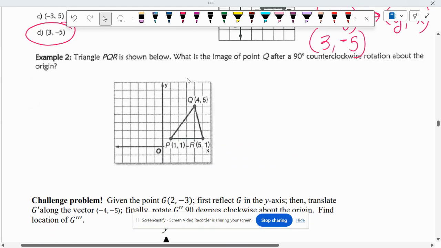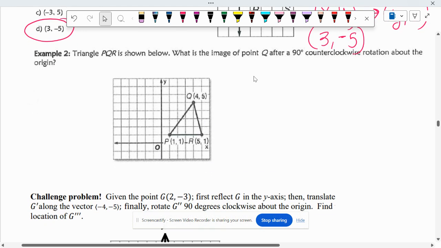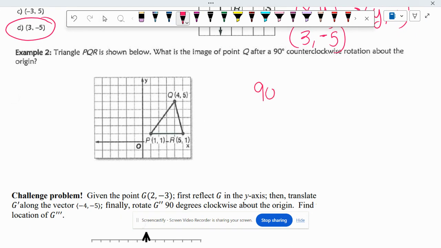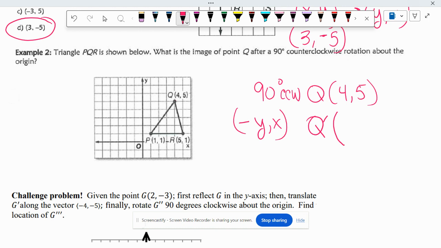Triangle PQR is shown below. What is the image of point Q after a 90-degree counterclockwise rotation? So 90 degrees. What is point Q right now? If I rotate counterclockwise 90 degrees, I'm going to do the opposite of y, comma x. So my new point Q prime becomes the opposite of the y coordinate, comma 4. (-5, 4).